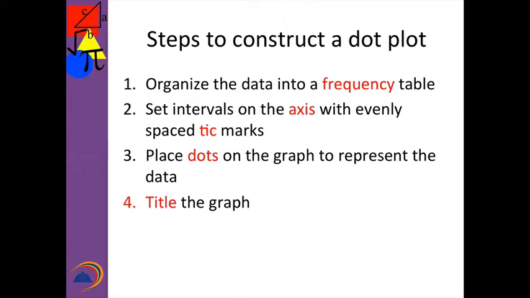Welcome back. Here's the steps to constructing a dot plot. First thing is we're going to organize the data into a frequency table. That's why we did the math check, to see that you remembered about a frequency table. Step number 2 is to set intervals on the axis with evenly spaced tick marks. Tick marks are just little short dashes. Step 3, place dots on the graph to represent the data. And step 4, we make sure you title the data.